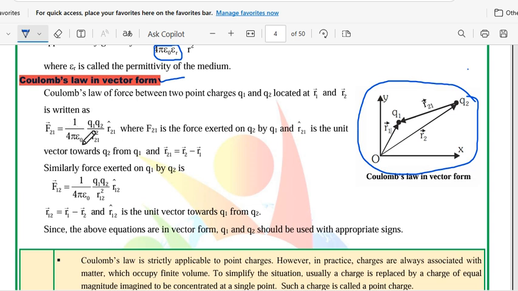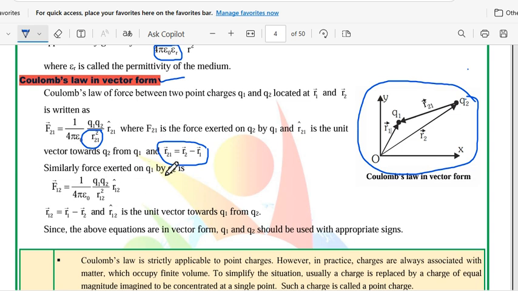Here the F21 force will become 1 by 4 pi epsilon naught, Q1 and Q2 are 2 point charges, divided by R21 square, R21 cap. What does it represent exactly? Where F21 is the force exerted on Q2 by Q1, and R21 cap is a unit vector towards Q2 from Q1, and R21 is equal to, in vector form, R2 bar minus R1 bar.